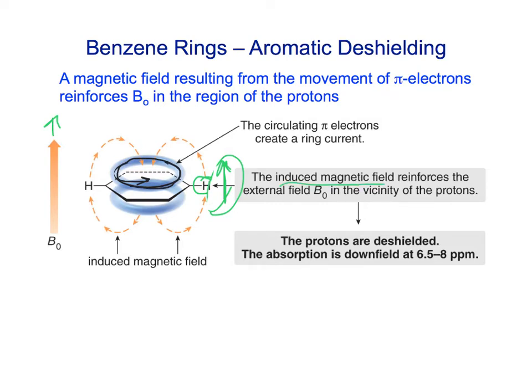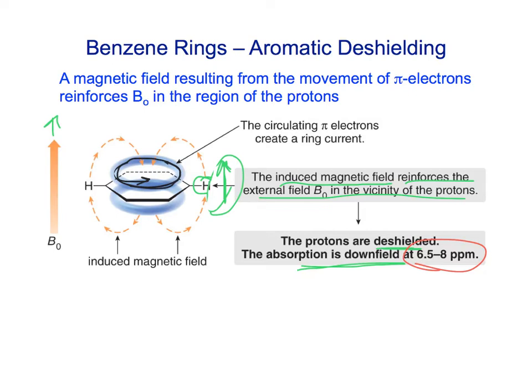So the induced magnetic field, or the B local, reinforces the external magnetic field. That means that those protons are going to feel an even stronger magnetic field. The energy gap is going to get bigger, and it's going to take a higher frequency of radio waves to jump the +1/2 to the -1/2 spins. So this is going to cause deshielding, and it's going to shift downfield. For these benzene rings, the general range is usually between 6.5 and 8 parts per million. It depends upon what's attached to the benzene ring, where that shift will be.